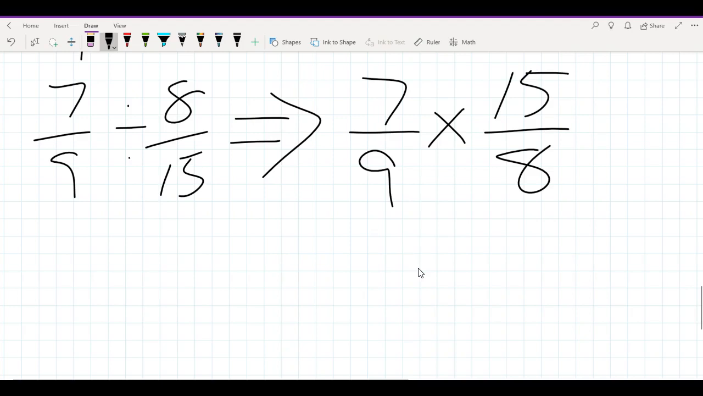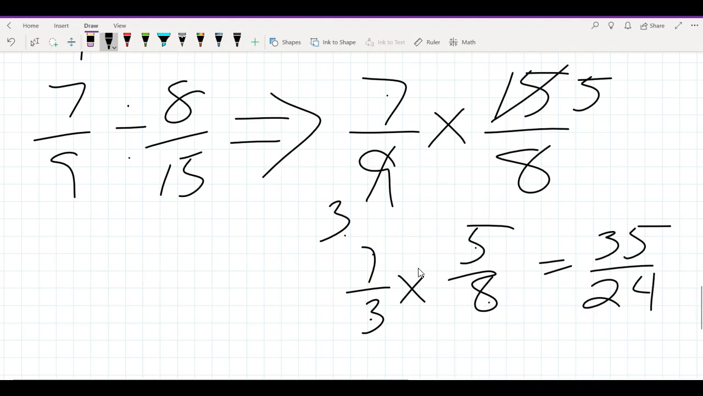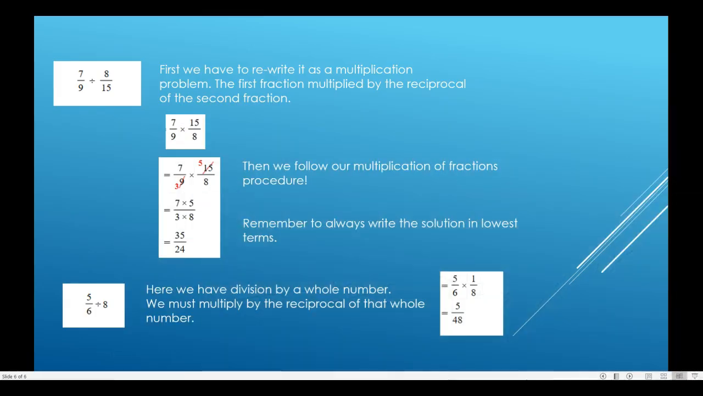Now I see I have a 9 and a 15 that can be reduced. 3 goes into there 3 times, 3 goes into there 5 times. So I actually have 7/3 times 5/8. 7 times 5 is 35. 3 times 8 is 24. And again, make sure it's reduced, which 35 and 24 have no common factor, so it is reduced.